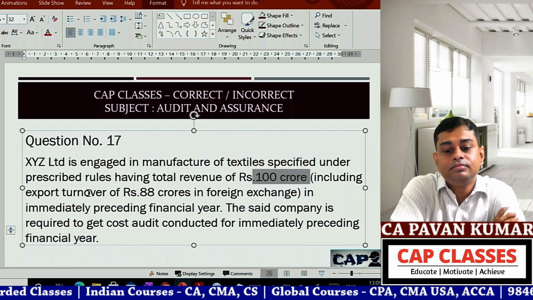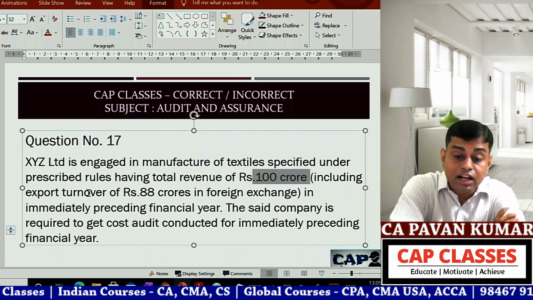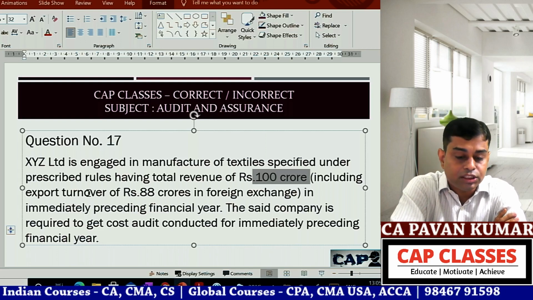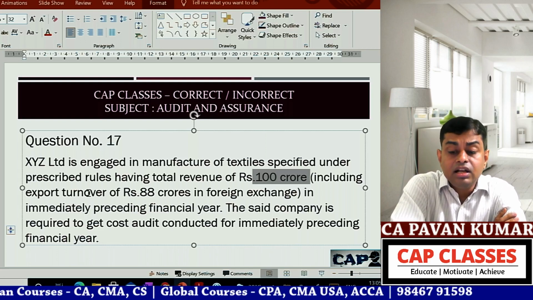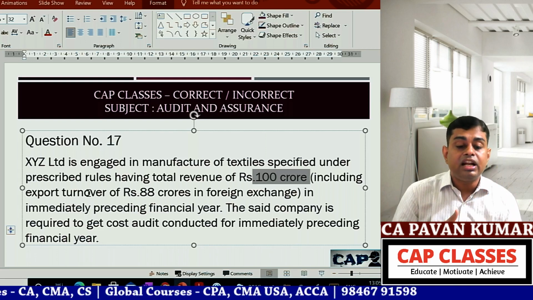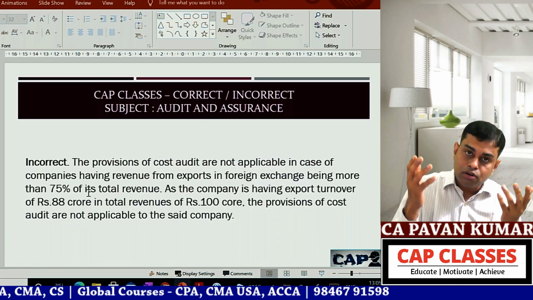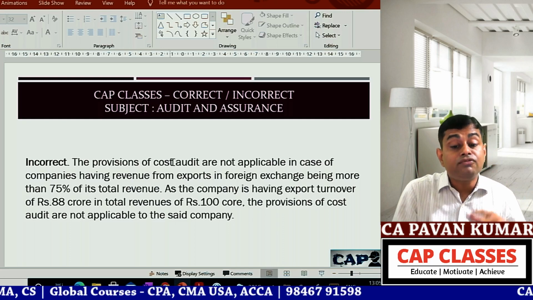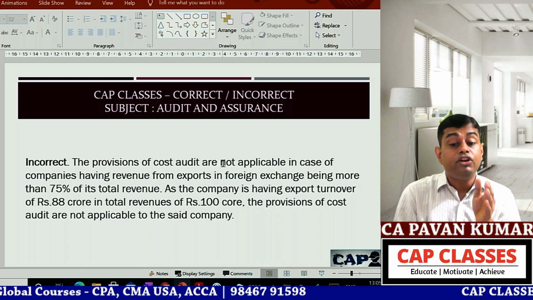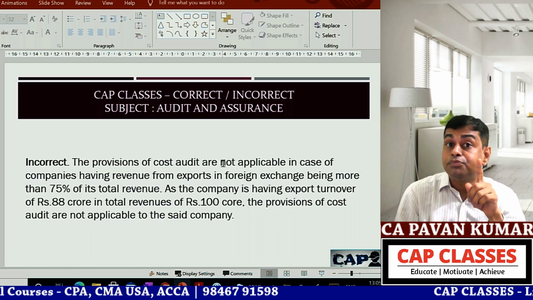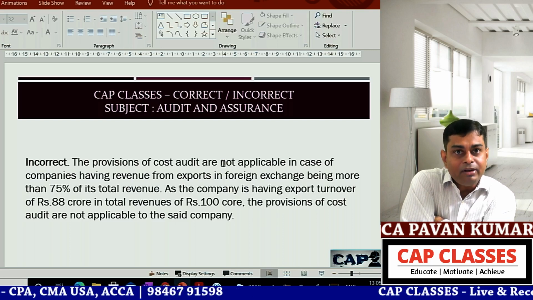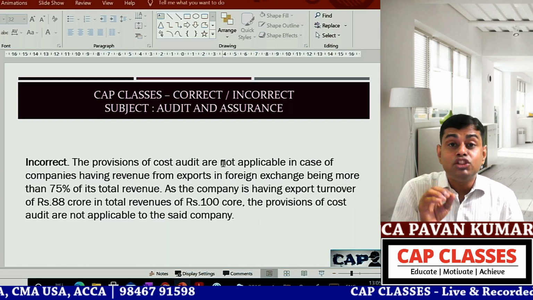Correct. So here the company has 100 crore turnover. In that, 88 crore turnover is export turnover in foreign exchange. In the immediately preceding year, the said company is required to get cost audit conducted for the immediately preceding financial year. Answer: incorrect. The provisions of cost audit are not applicable in case of companies having revenue from exports in foreign exchange. Sir, I exported goods to Nepal and I am receiving rupees, sir. ICAI will kiss you with the left shoe.